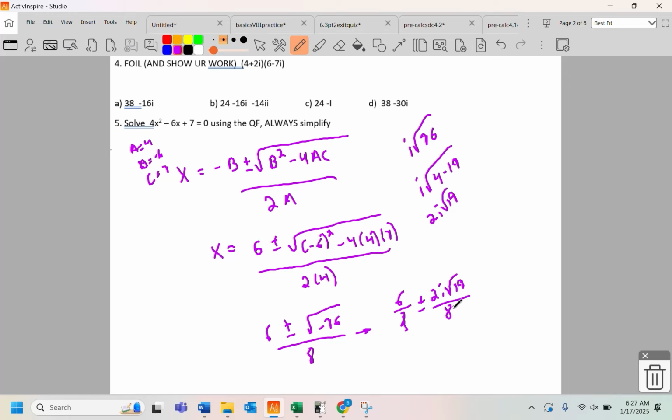If what you're doing isn't working, you quit doing it. You start doing it the way it is modeled to you. Stop doing you. You ain't working. Do it the way Milbrath is modeling. 6 over 8 is 3/4. 2 over 8 is 1/4.